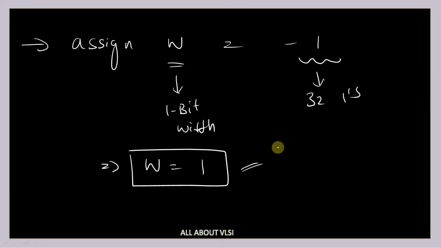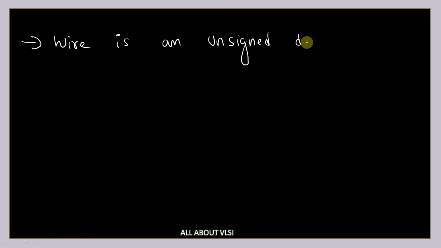Now, from this conclusion, we can come to know that wire is an unsigned data type. Now, what do you mean by unsigned data type? Unsigned data type in the sense wire cannot store the negative values directly. It is going to perform the 2's complement on that number, and then store that number.